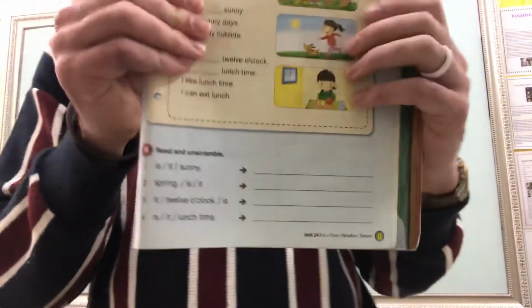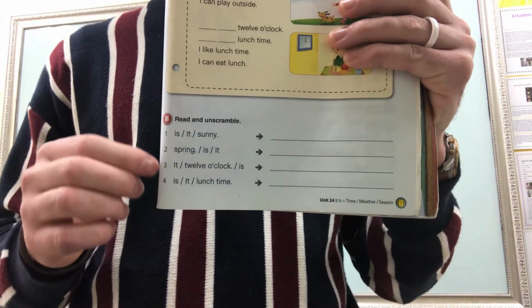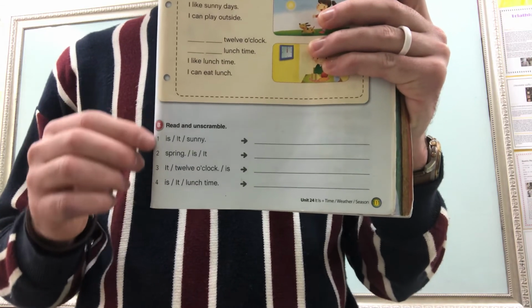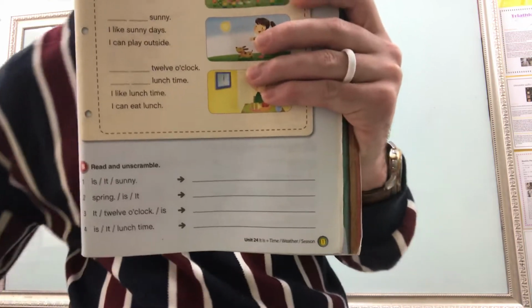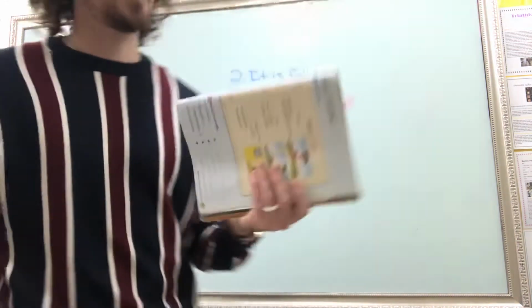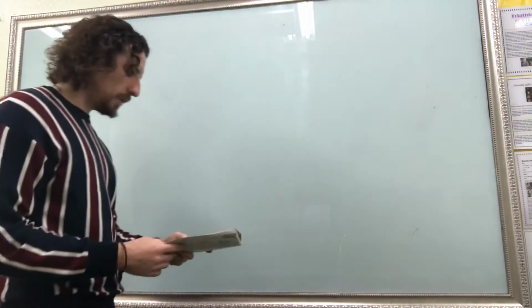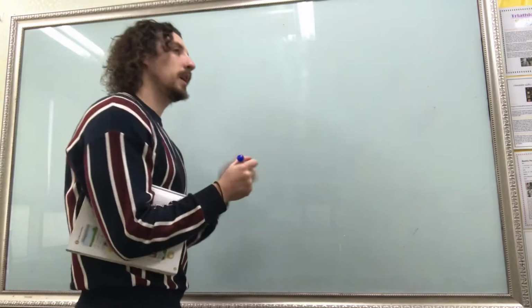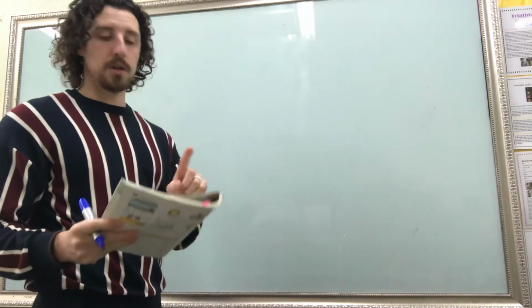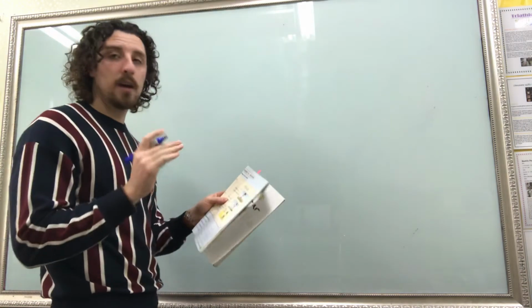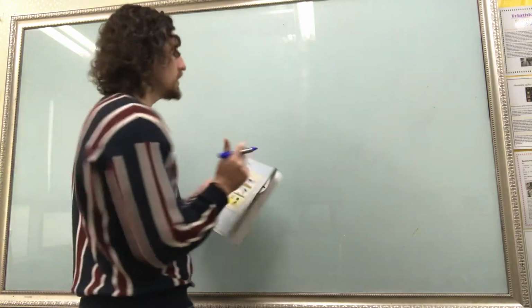Now, I want you guys to try and do B, unscramble the sentences. So try that by yourself, pause the video, and then I will do it with you, okay? So pause. Okay, welcome back. Let's get the correct answers for B. So the first one says, is it sunny? And we are asking a question, and we know that when we are not asking a question, when we are saying the weather, the time, or the season, it's always the same.